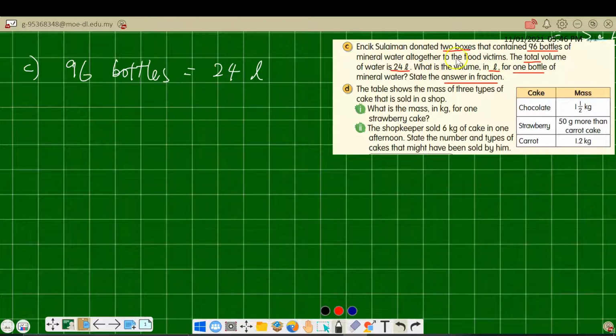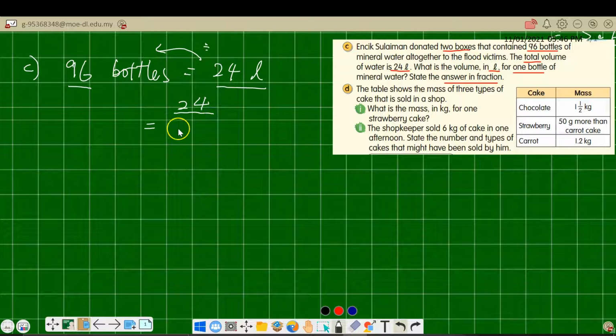Okay, let me just make sure that 2 boxes contain 96 bottles all together, yeah? So total is 96 bottles and total volume is 24 liters. So 96 bottles of water, total volume 24 liters. What is the volume of 1 bottle? So you take 24 divide 96, and since the answer should be in fraction, you straight away put it in fraction.